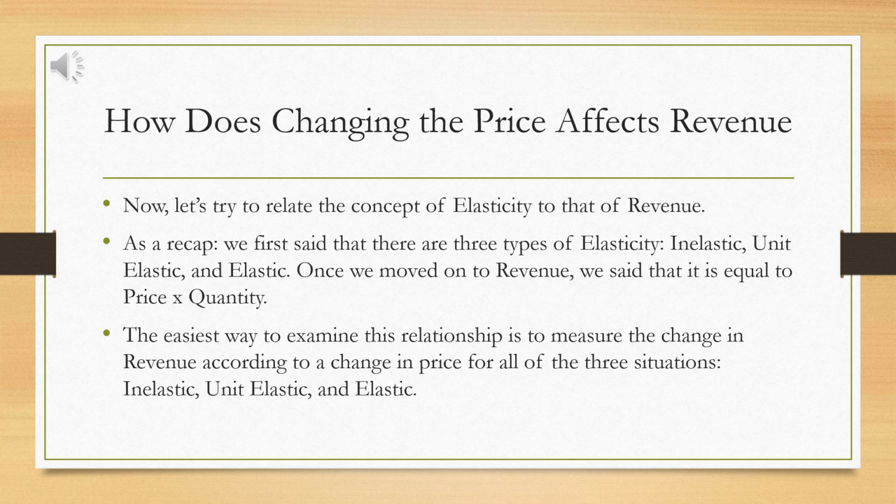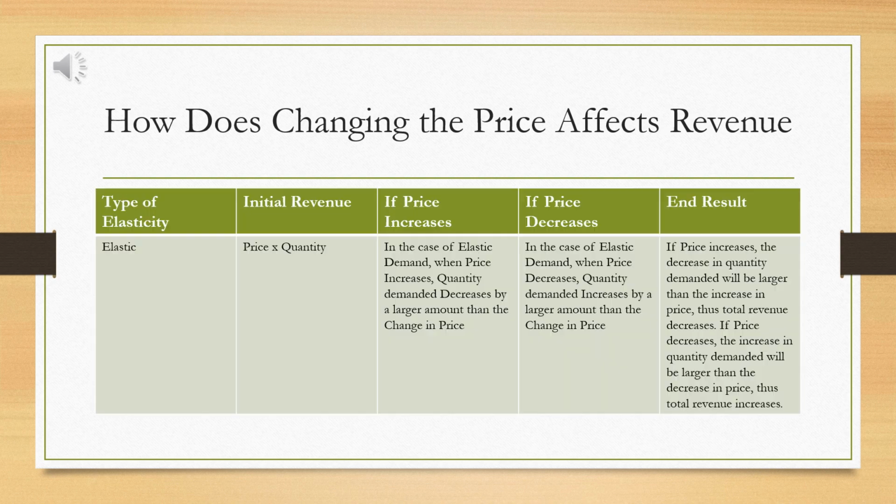Once we moved on to revenue, we said that it's equal to price times quantity. The easiest way to examine this relationship is to measure the change in revenue according to a change in price for all of the three situations: inelastic, unit elastic, and elastic. No matter the type of elasticity, the initial revenue is always price times quantity. In the case of elastic demand, when price increases, quantity demanded decreases by a larger amount than the change in price.